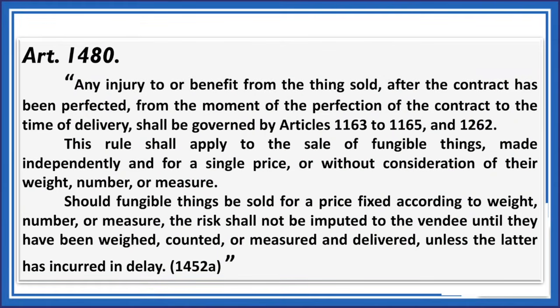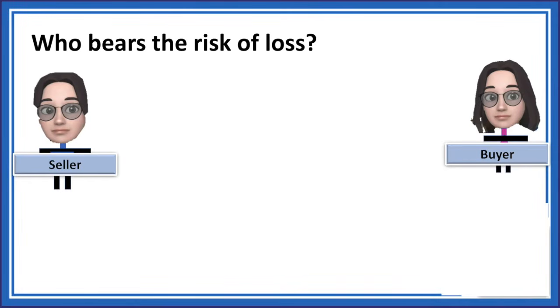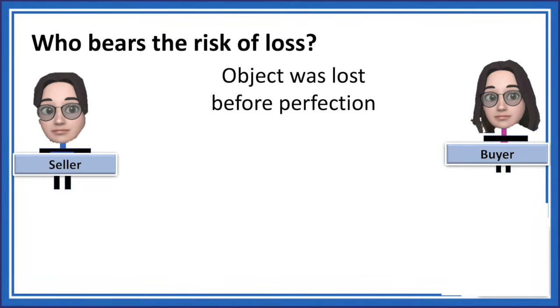Article 1480. This provision speaks about who bears the risk of loss. Okay? The rule is, if the object was lost before perfection, the seller bears the loss. Obvious naman, di ba? Wala pa namang contract. Bakit si buyer? So, si seller talaga, kasi before perfection pa nga.